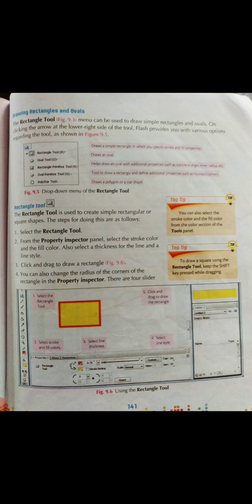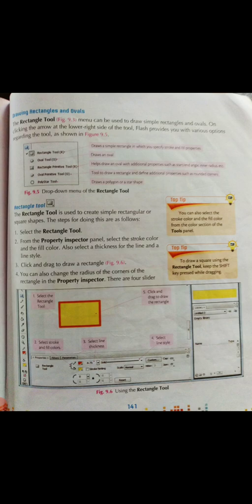The steps for doing this are as follows. To make a rectangle, how many steps do we have to follow, students? We have to follow 5 steps. See here, step 1: select the rectangle tool. Firstly we have to select the rectangle tool. Then step 2: from the property inspector panel, select the stroke color and the fill color. Also select a thickness for the line and a line style.